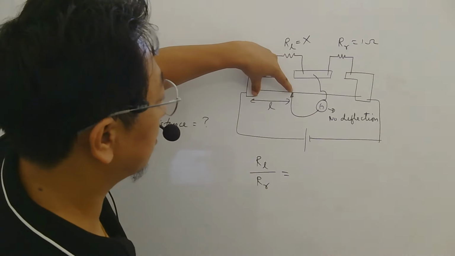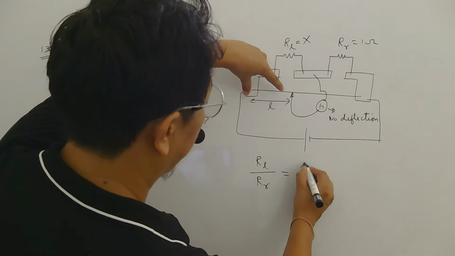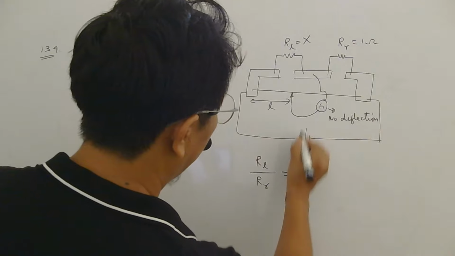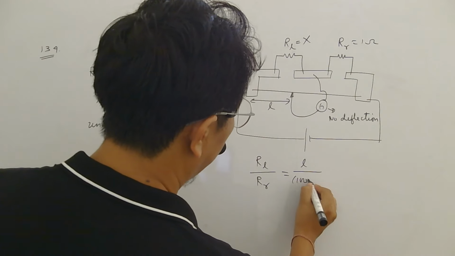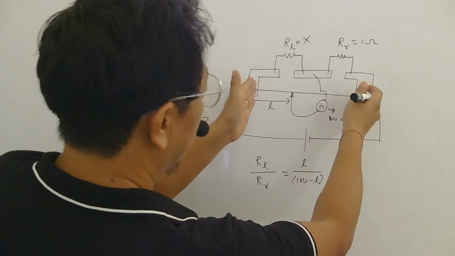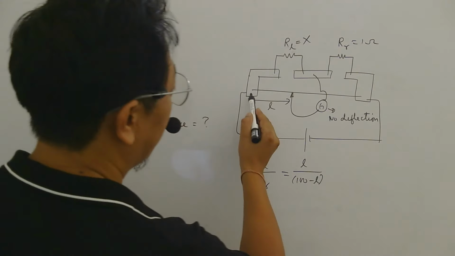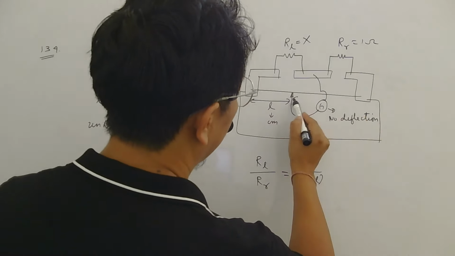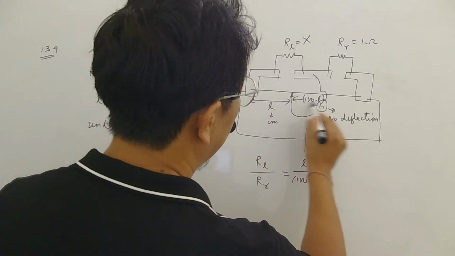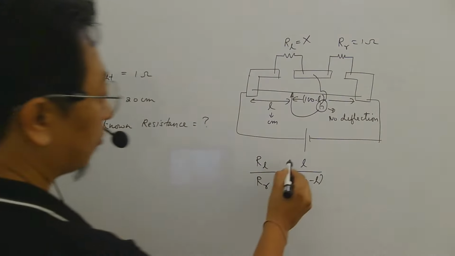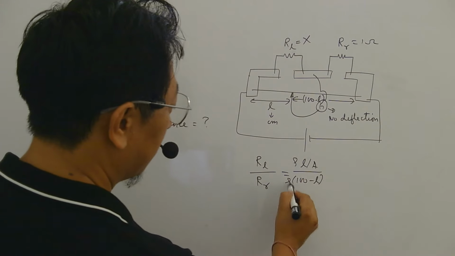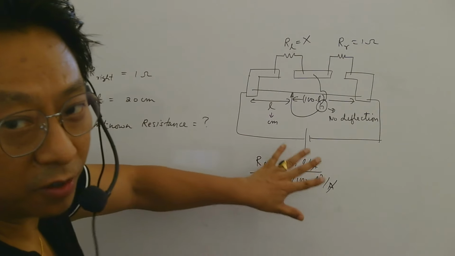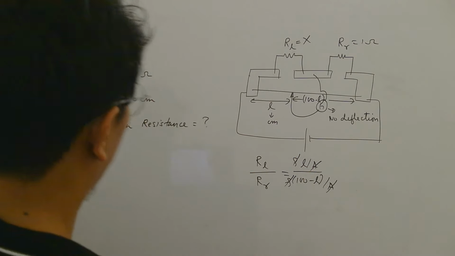Now R means resistance of this, which is rho L by A, divided by resistance of the remaining part, which will be rho L by A. L of this part will be how much? 100 minus L, because this whole thing is 100 centimeter. So if this length is L centimeter, remaining length will be 100 minus L centimeter. Rho and A will cancel. So this is the formula for meter bridge problems.